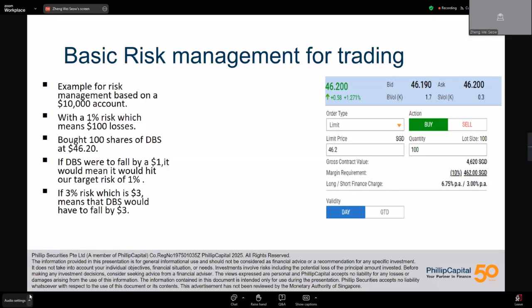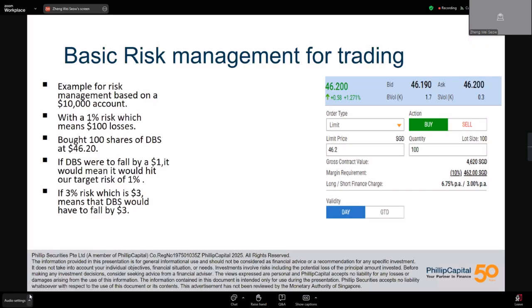So this 1% to 3% risk allows us to have room for error. Of course, we want to reduce it, but trading is a bit tricky. So even then, we still must apply basic risk management. With a 1% risk, which is about $100 loss for a 10K account, for DBS we want to buy 100 shares at 46.20. If DBS were to fall by $1, it would hit our target risk of 1%. But if I'm willing to risk 3%, then DBS will fall by $3.